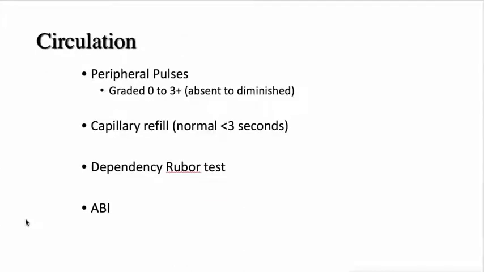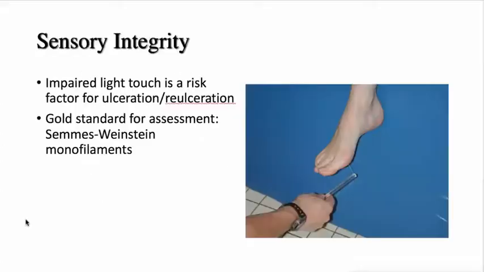We want to look at peripheral pulses. Remember, a grading is 0 to 3 plus. 0, 1 would be absent or diminished. Capillary refill, test of dependency of the rubor test, and the ABI, or the arterial brachial index. So we want to look at that comparison. We talked about that in a previous lecture.